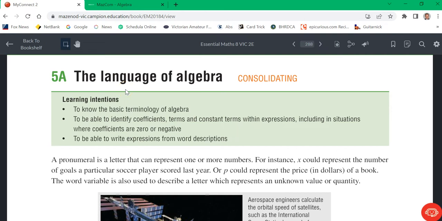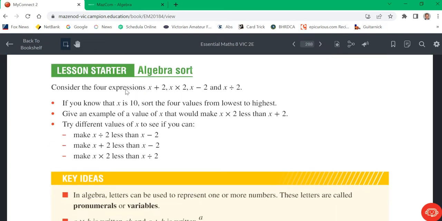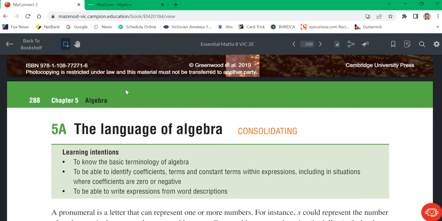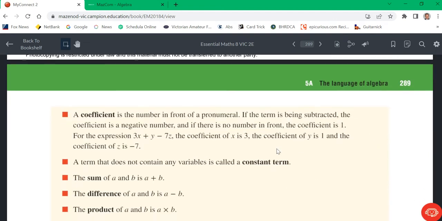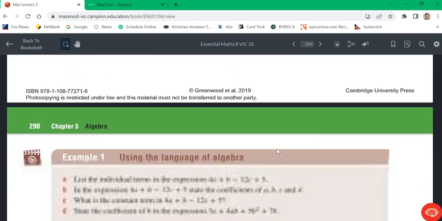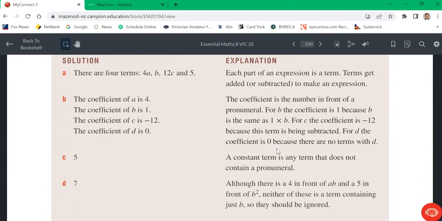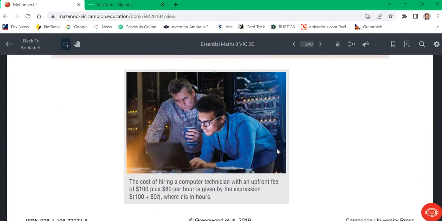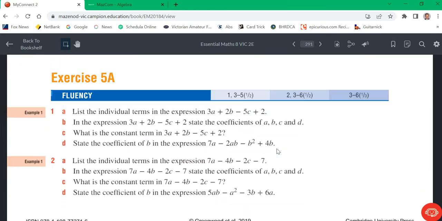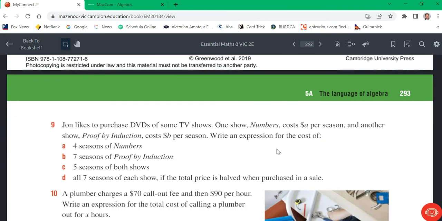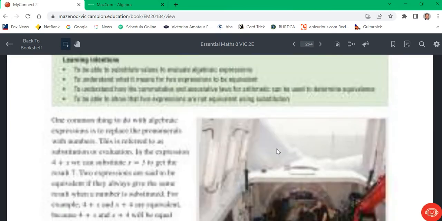We started off with 5A, which is the language of algebra. We need to know the terms. We need to be able to know what they mean, the definitions, and how to use them. That was 5A. So go through, make sure you have these things in your summary book. That could also be for this morning. Make sure your summary book is up to date. And then you can do those exercises. Everyone should be completely familiar with that.